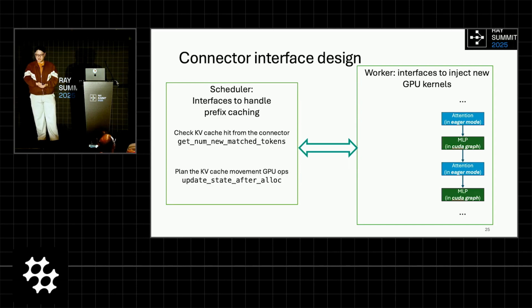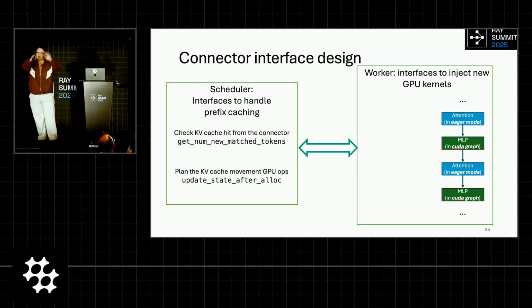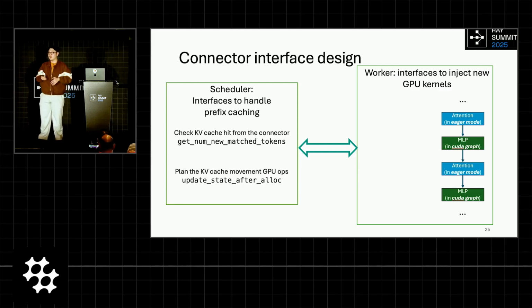So let's take a quick look at the interface. Our APIs are two sets: scheduler and worker. On the scheduler side, we have a prefix caching API where we ask how many new KV hits can be achieved by having the connector. By the way, we call this API the connector API, the KV-cache connector API. So connector just refers to the API.